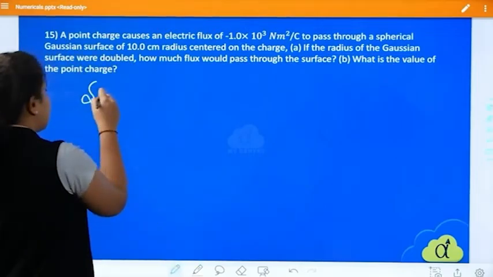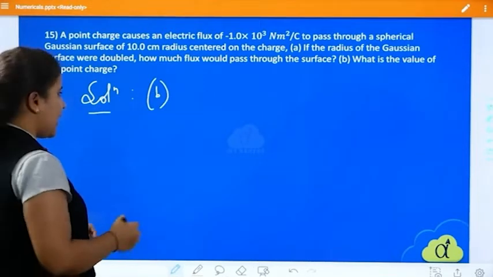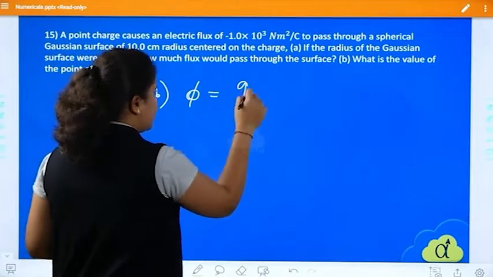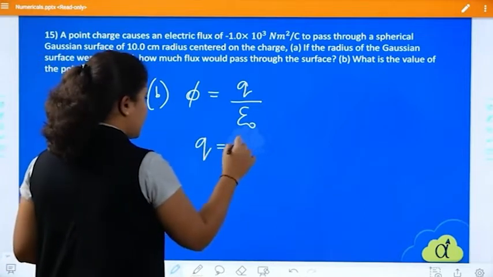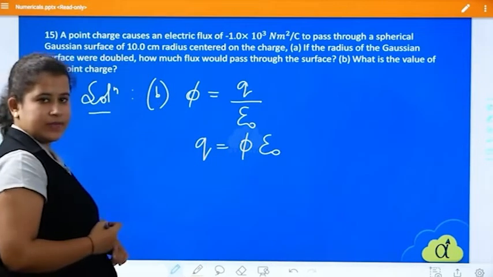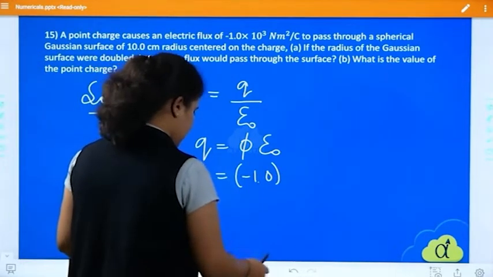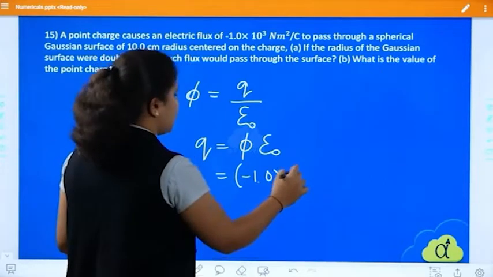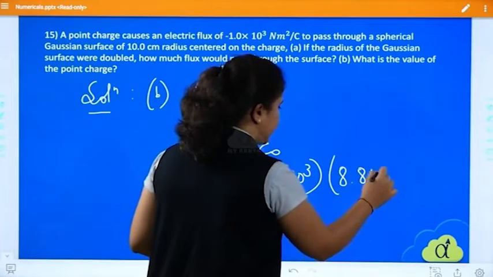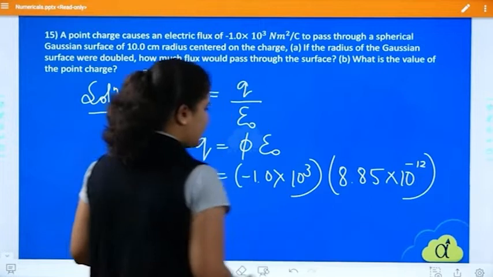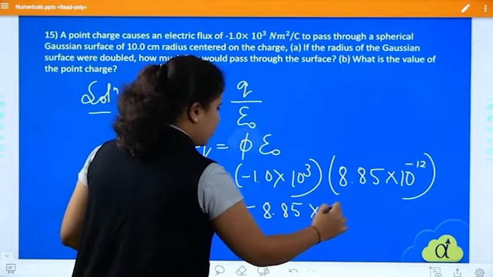Okay, coming to the next solution, that is solution B. What is solution B? I know the flux, that is phi equals Q divided by epsilon naught. Then Q is equal to what? Phi into epsilon naught. Clear? I know the value of phi, which is minus 1.0 into 10 raised to 3. And epsilon naught is 8.85 into 10 raised to minus 12. Multiplying, I'll get around minus 8.85 into 10 raised to minus 9.